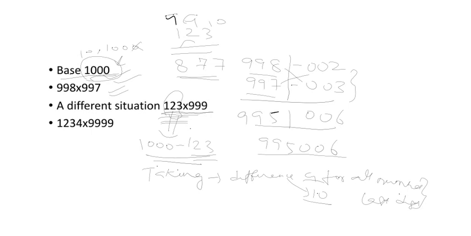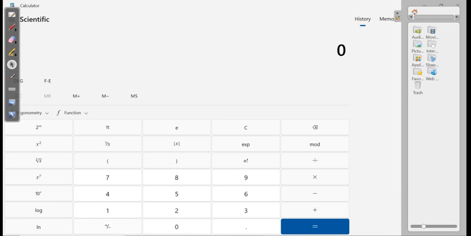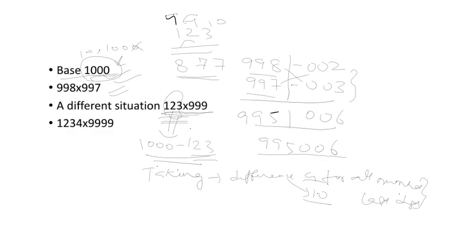We can check it with the calculator. Difference between 1000 and 123. The difference is 877. Yes. In this way we can quickly obtain the difference for a number that is quite a bit shorter than the base.